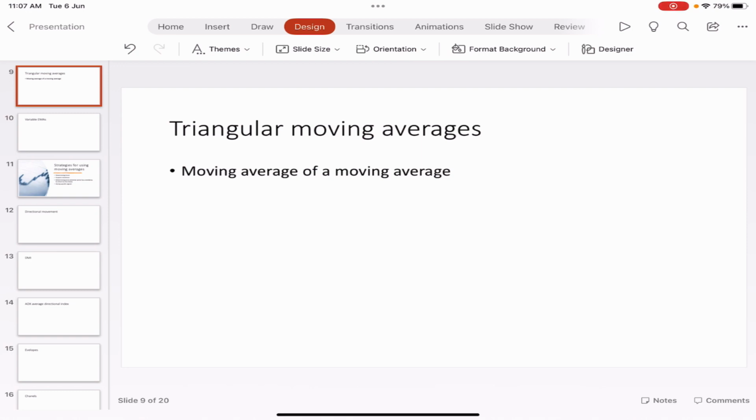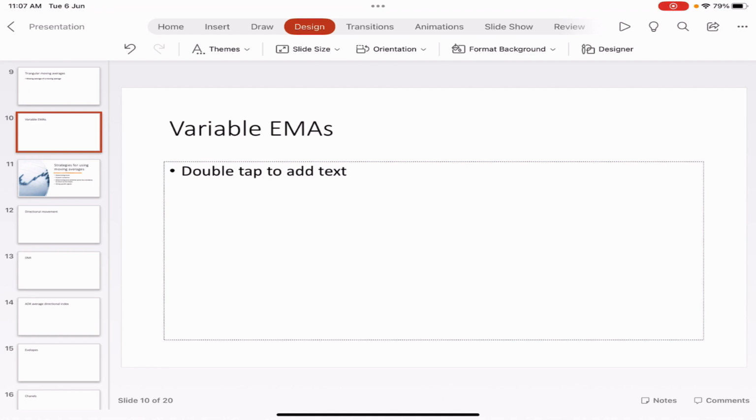Okay. So until now, what are all the moving averages which we learned? We saw what a simple moving average is. We saw what a linearly weighted moving average is. We saw what exponential moving averages are. We saw what a GMA or a geometric moving average is. And now we just saw what a triangular moving average is. Okay. Now we come to what is a variable EMA.